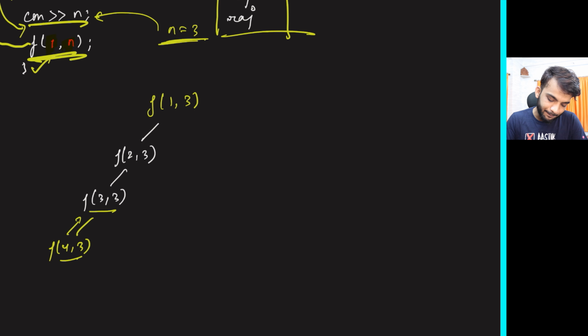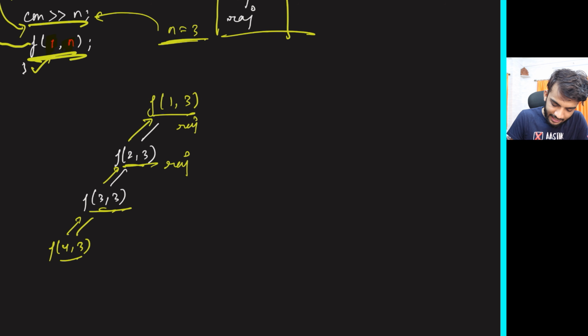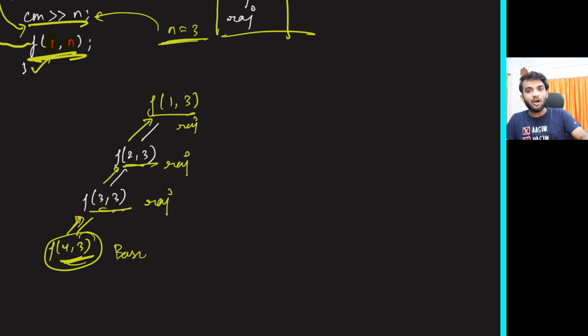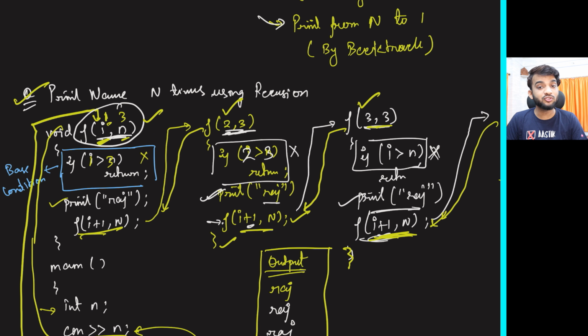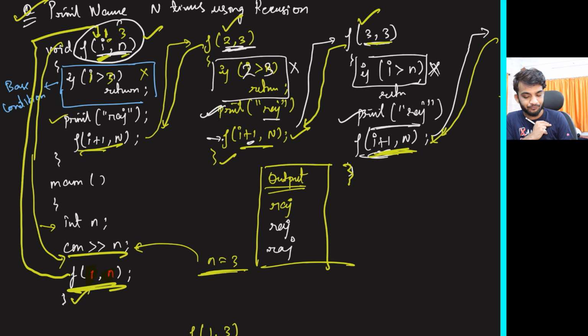So this got completed, this returned, so this got completed, this returned. During the course, this guy printed 1 Raj, this guy printed 1 Raj, this guy printed 1 Raj, and this guy hit the base condition and returned. So this is how you can easily do the first problem, which is print the name n times using recursion. Right? I hope you have understood this.